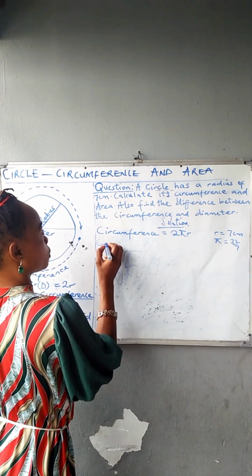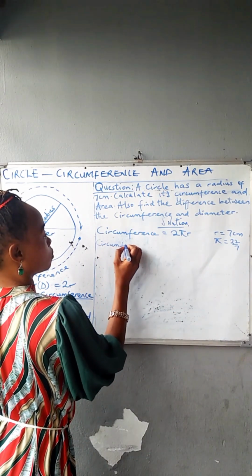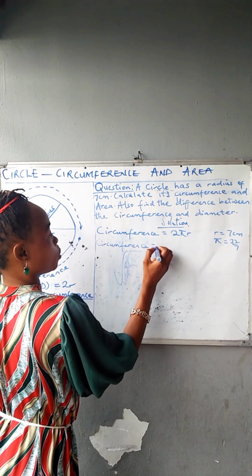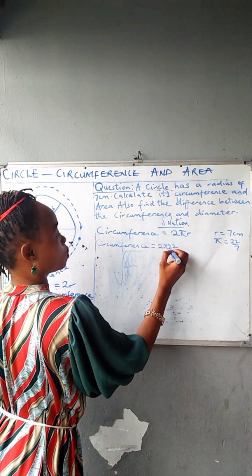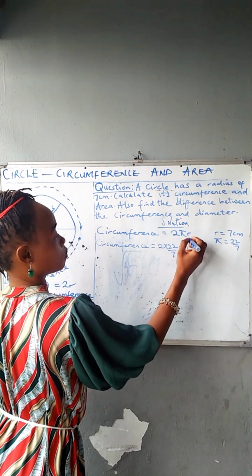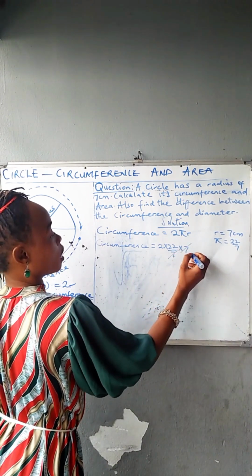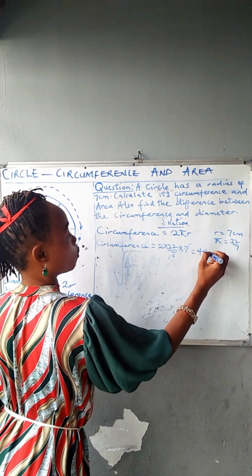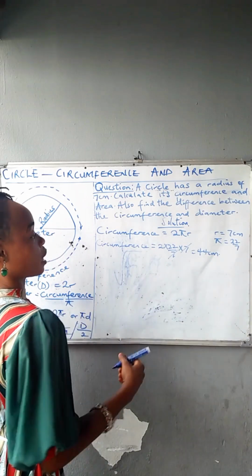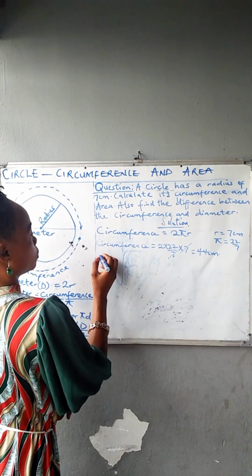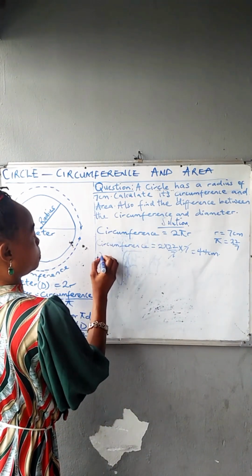So circumference will be equal to 2 multiplied by 22 over 7 times 7. So 7 will cancel out 7 and you have 44 centimeters. This is our circumference. Now area, which is part B.